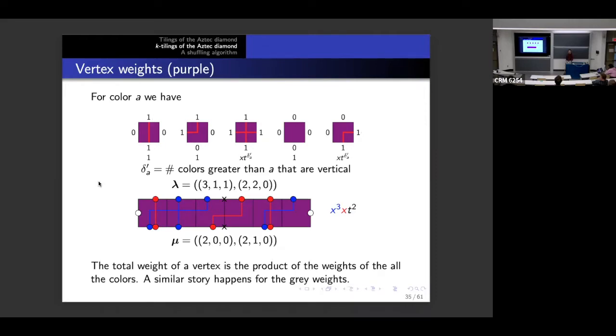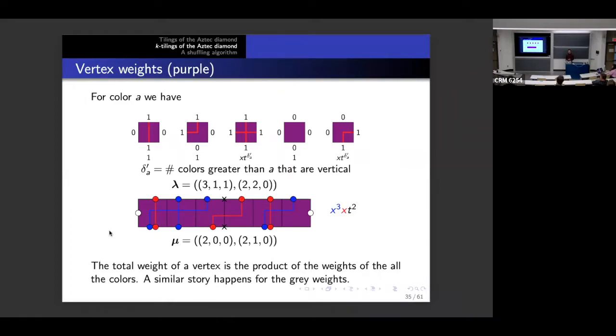that take the form of just a vertical line. Here's an example of a configuration at a row. In the first square, we have a blue path going to the right and a red path vertical. So the blue path going to the right gets an X, but also there's a color larger than it that's vertical, so you also get a T. This is an example of what the weights look like for the purple. And there's a similar story. So the total weight of a vertex is just the product of the weights of all the colors.